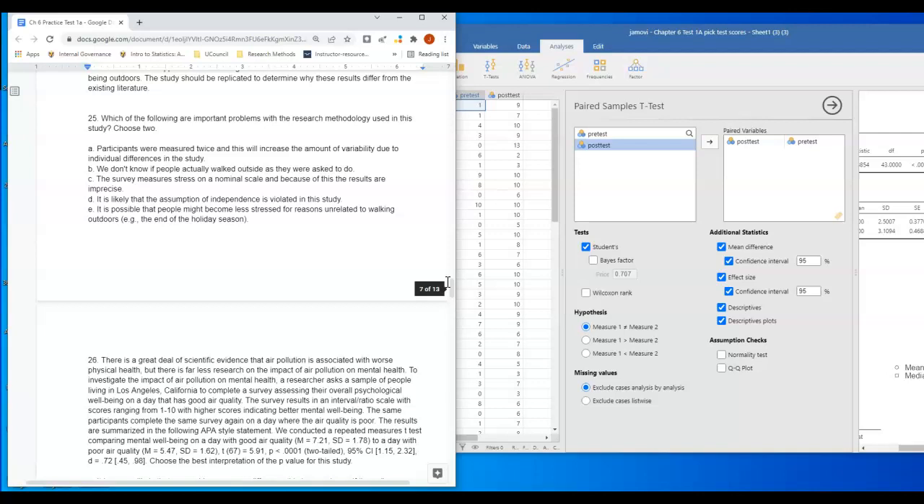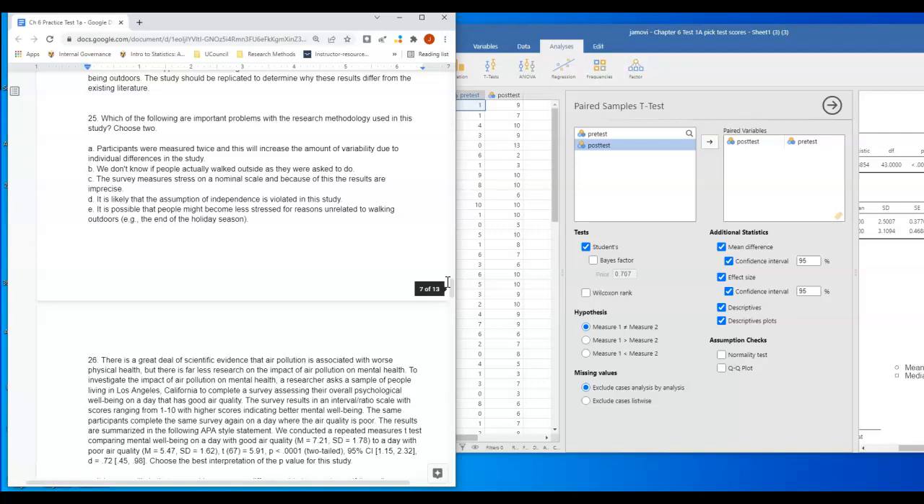So first, let's look at A: participants were measured twice, and this will increase the amount of variability due to individual differences. Measuring people twice should not increase variability in their scores. B, we don't know if people actually walked outside as they were asked to do. Well, that's a potential problem, right? We don't actually know that. If that's the case, we didn't have a very good manipulation of that independent variable. C, the survey measures stress on a nominal scale. And that is not true. We said that stress is measured on an interval scale.